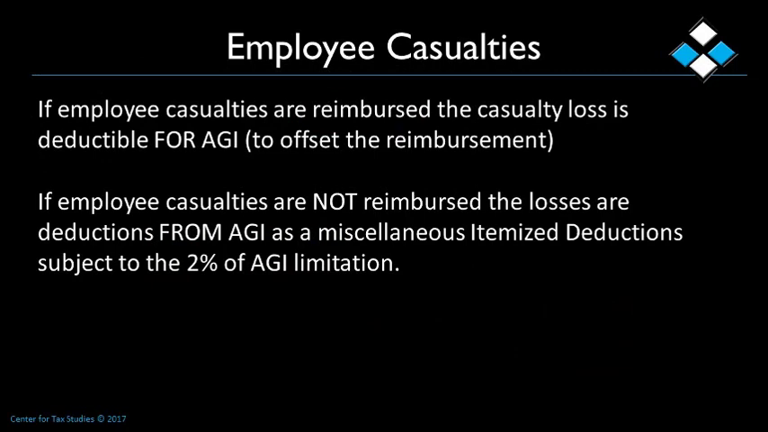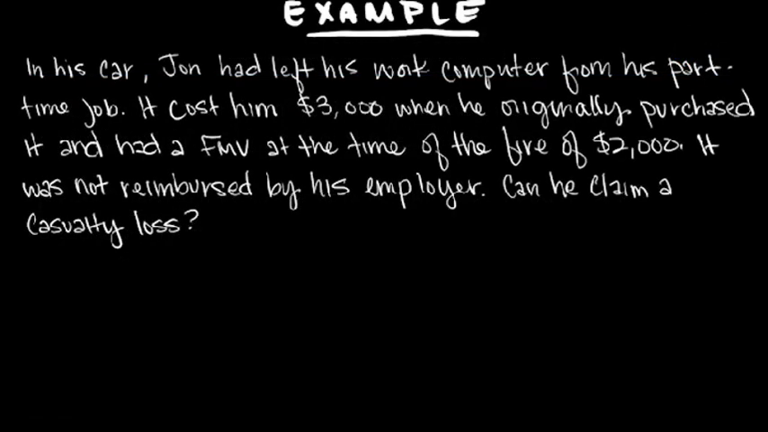If employee casualties are reimbursed, the casualty loss is deductible for AGI to offset the reimbursement. However, if the employee casualty is not reimbursed, the losses are deductions from AGI as a miscellaneous itemized deduction subject to the 2% of AGI limitation. So for example, poor John, in his car, John had left his work computer from his part-time job. It cost him $3,000 when he originally purchased it and had a fair market value at the time of the fire of $2,000. It was not reimbursed by his employer. Therefore, can he claim a casualty loss?